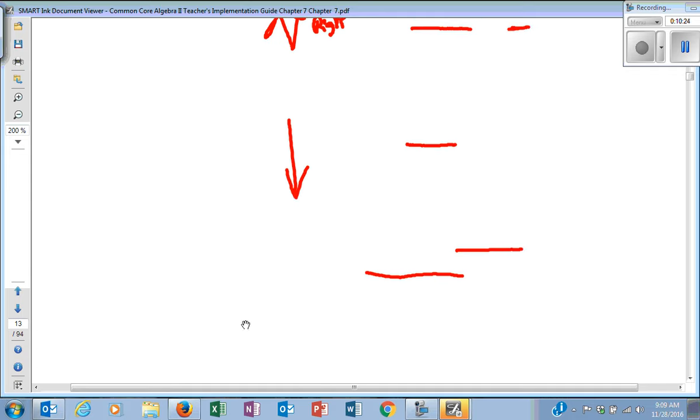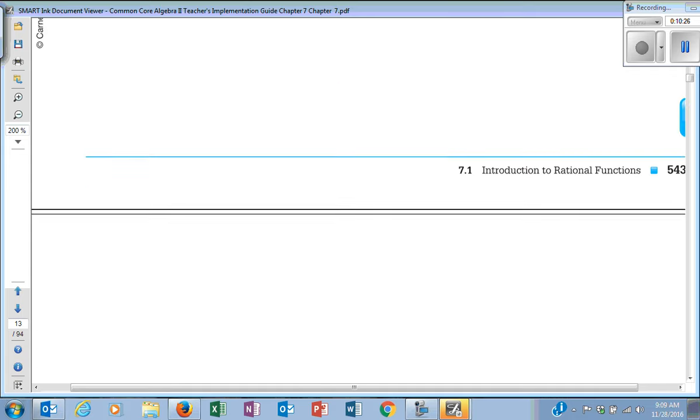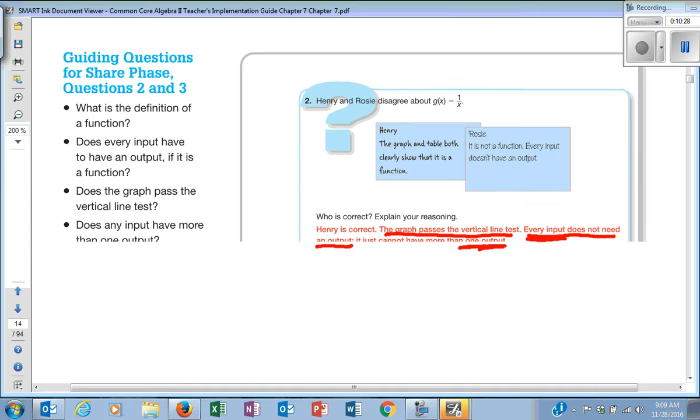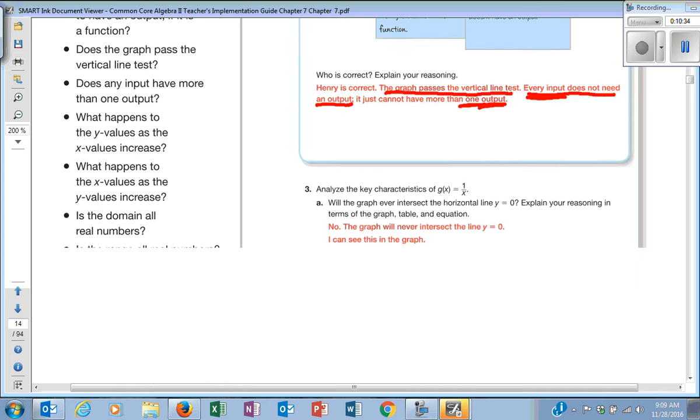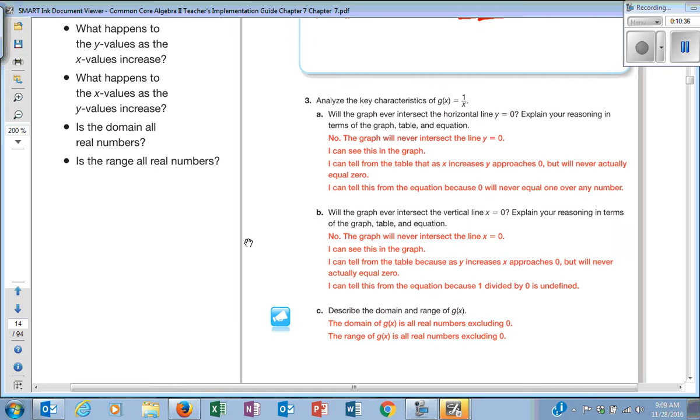And we already know that it is a function. One of the other reasons we can tell that it is a function is because it's written in function notation. So we know that it's a function. All right. Analyze the key characteristics.